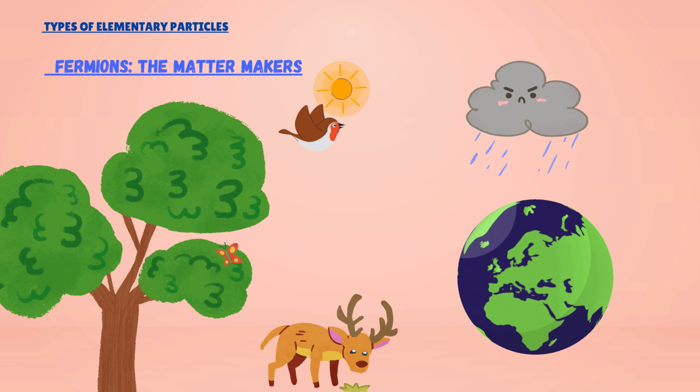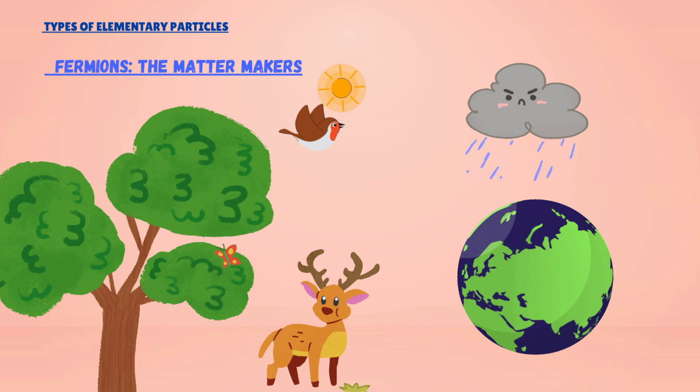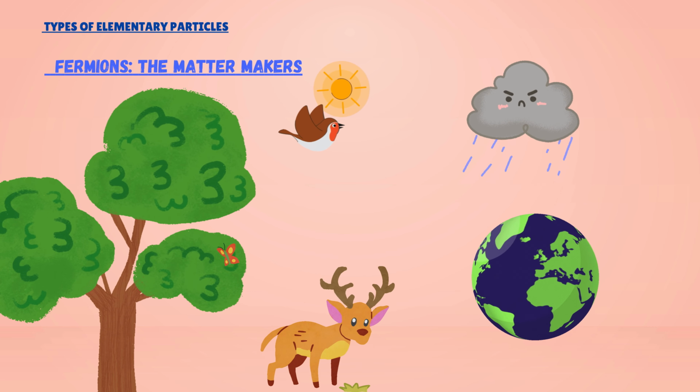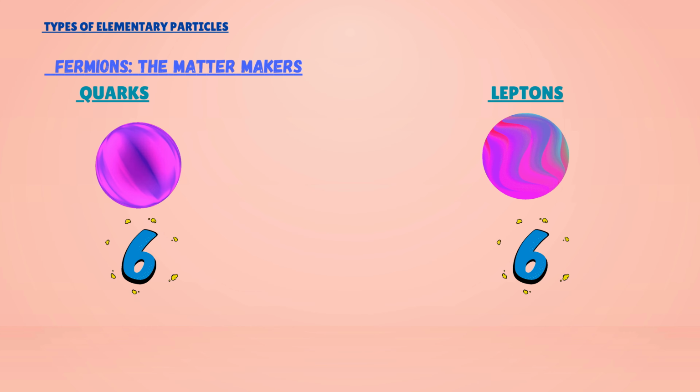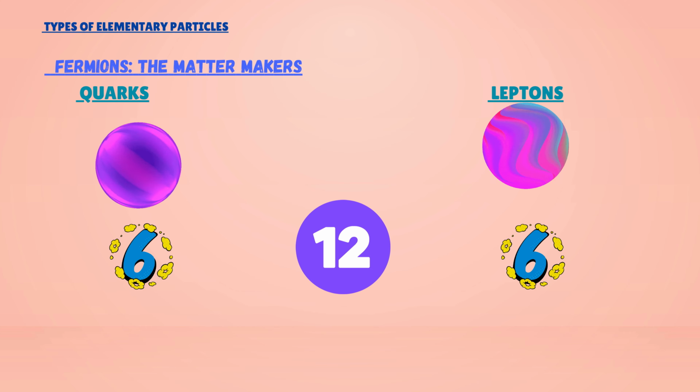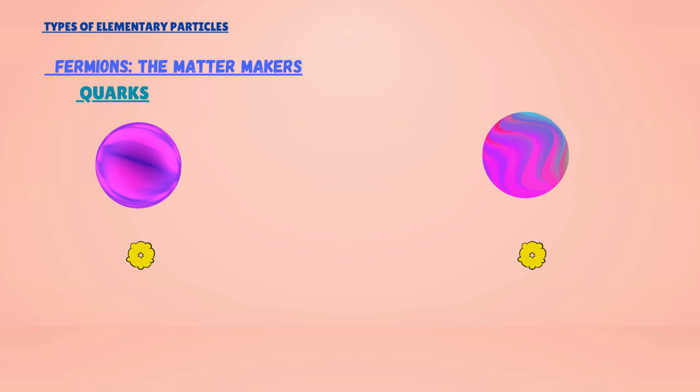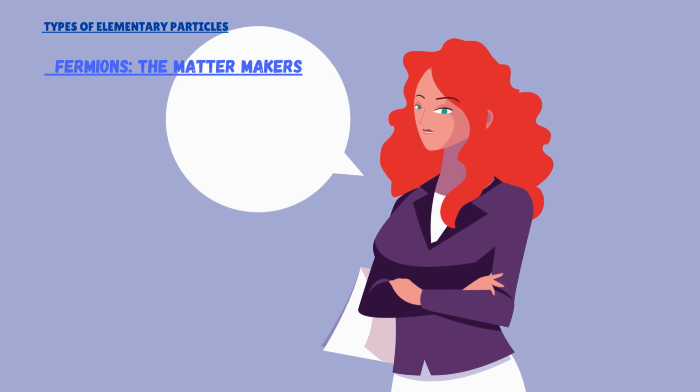Let's start with fermions. These particles are what form all the matter we see around us. Fermions are divided into two types: quarks and leptons. Each type has 6 particles, making a total of 12 matter particles. Let's talk about them one by one.